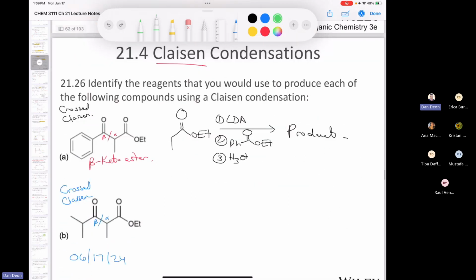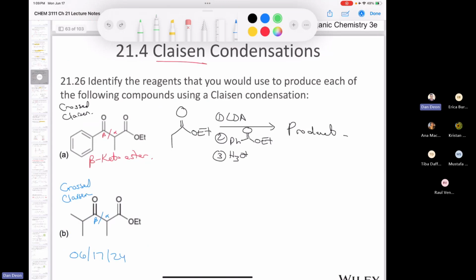The next one, they give you the products of a crossed Claisen. So both of these require two different esters, but you're just asked to tell what the reaction conditions are. And we did the first one last week, and we said, okay, well, the starting materials are going to be this ester, which I have drawn here.